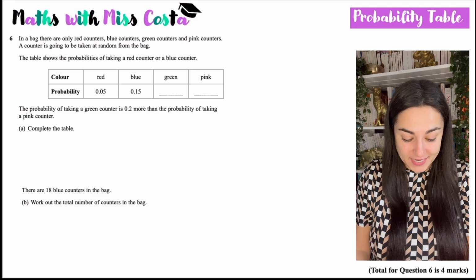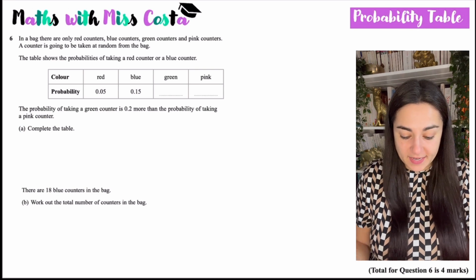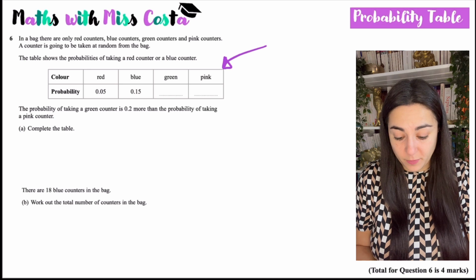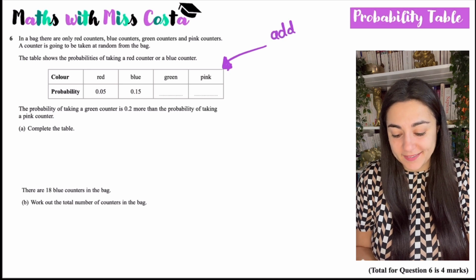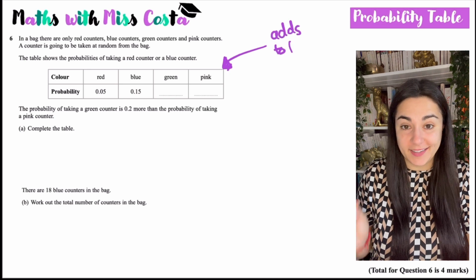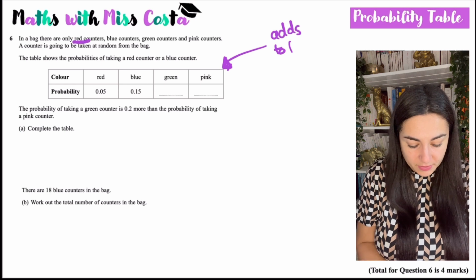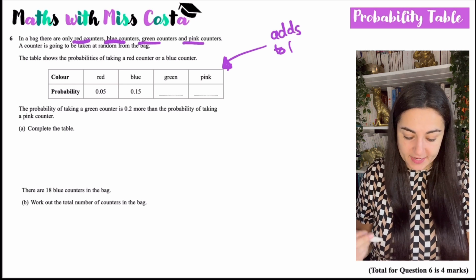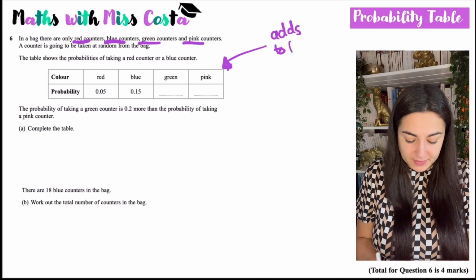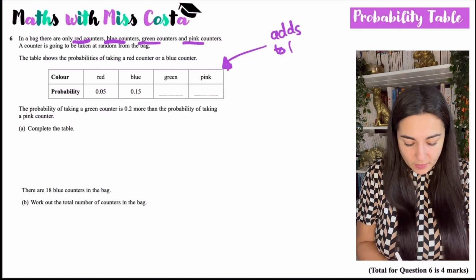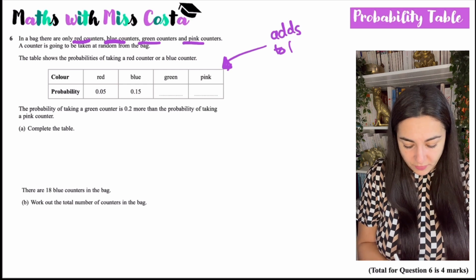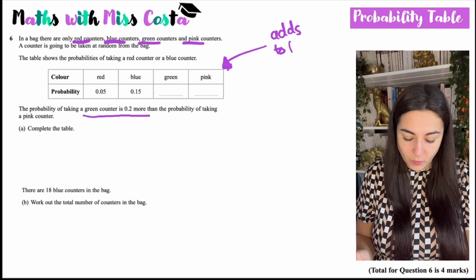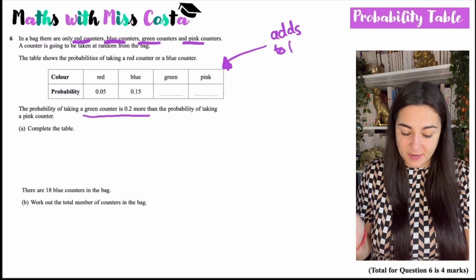So here I've got a probability table. Now the key thing about probability tables, and with probability in general, is that it always sums to 1. Okay, so that's the key thing. Now we're told that there are only red, blue, green and pink counters, and a counter is going to be taken at random from the bag. The table shows the probabilities of taking a red or a blue counter, so that's already given. And we're told that the probability of taking a green counter is 0.2 more than the probability of taking a pink counter.